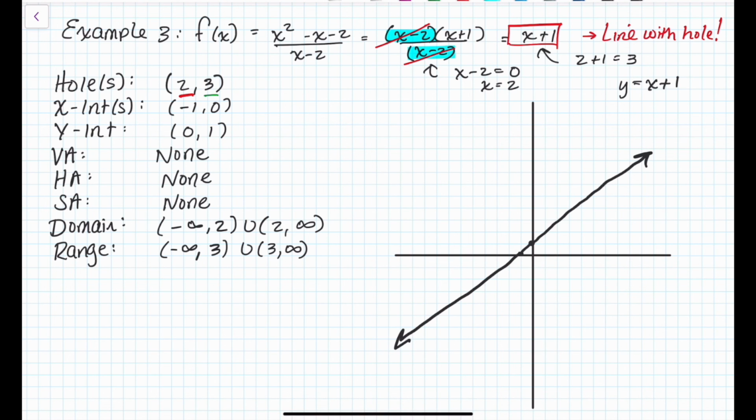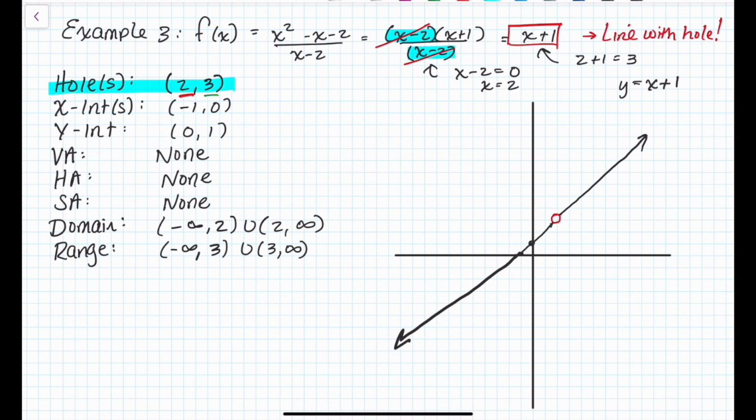But wait, I have to show that there's a hole in that line at 2, 3. And that's where that line is not defined. So we're going to draw the hole as an open circle. And then the rest of the line is just the equation of that line. And that's it.